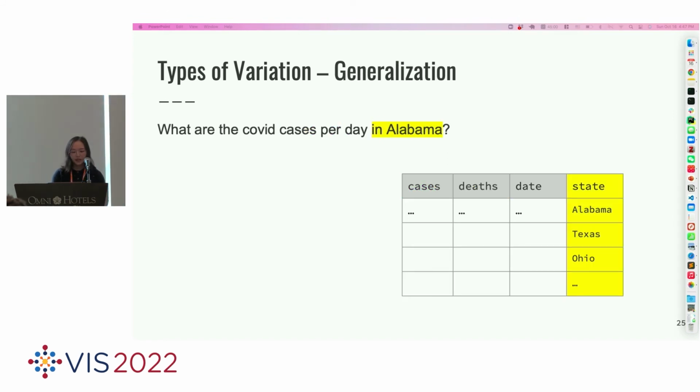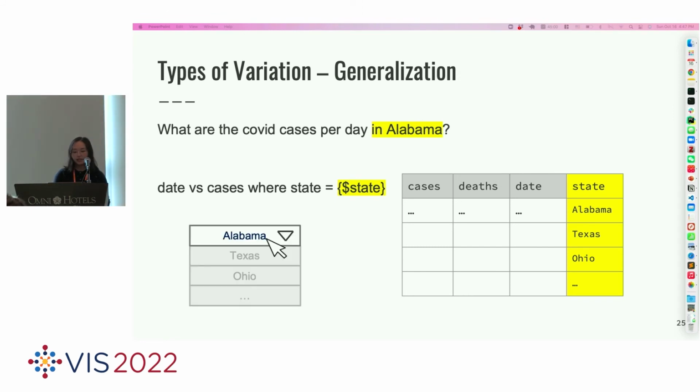Furthermore, here users wonder what is the COVID case per day in Alabama. Although it specifically asks about one state, we can generalize to multiple states by referring to the table attribute state as the domain. Our representation would be date versus cases, while state equals $state. Here, the $state means all the values in the state's domain. And this can be expressed using a drop-down in the interface.